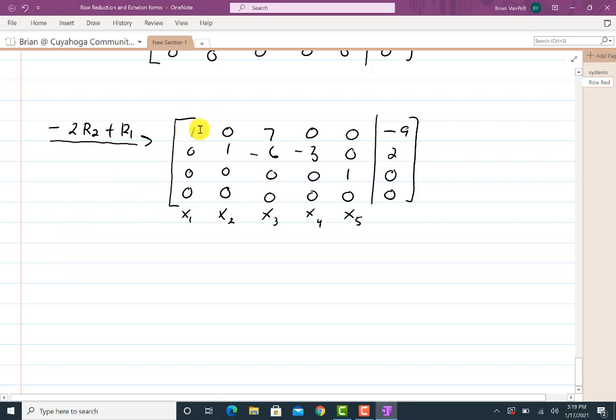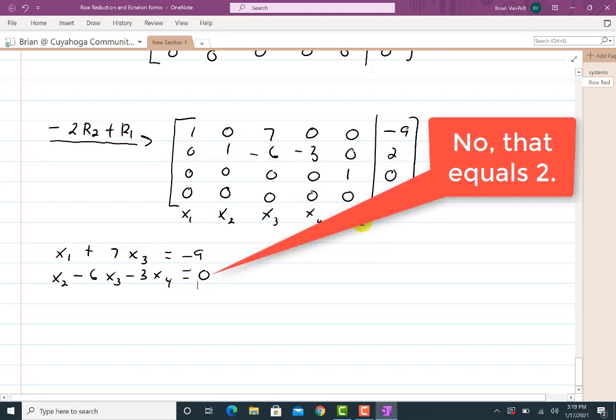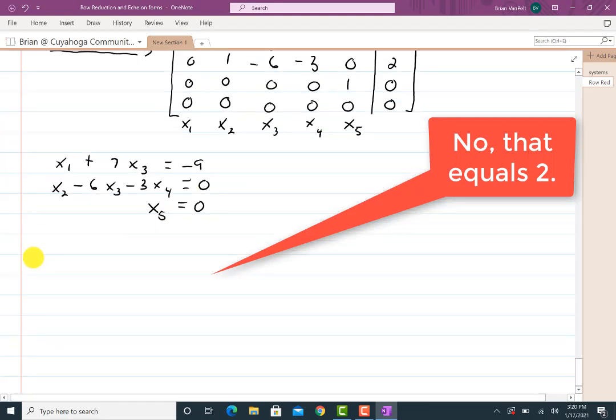But let's take a look then what we have for the first equation. So this is the first row, remember, gives us an equation. Let's write that out. I have x1 plus 7x3 equals negative 9. And then my second row involves x2, 3, and 4. So I have x2 minus 6x3 minus 3x4 equals 0. And the last equation is simple here. This third row gives us that x5 just simply equals 0. So when I write my answer, there will be a 0 in the last spot.